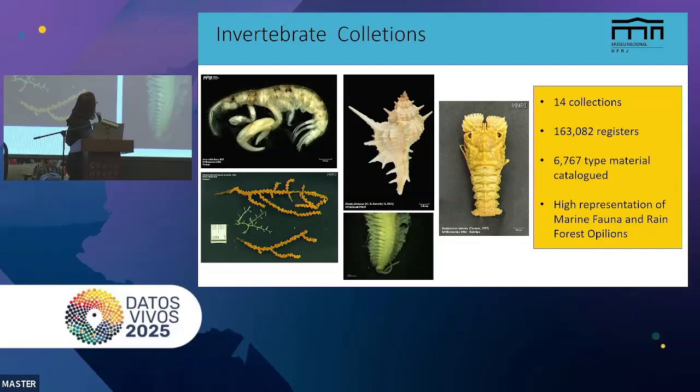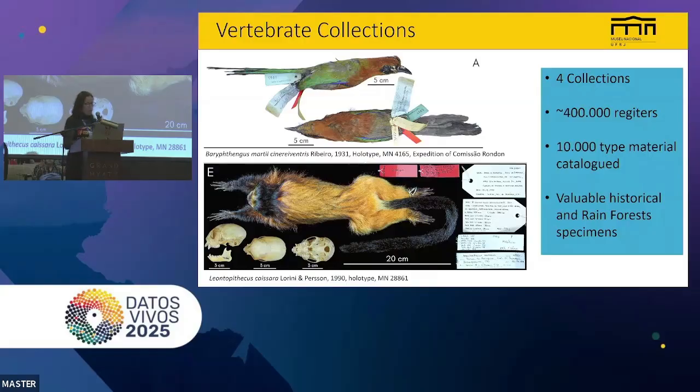Here's another example, of the vertebrate collections. So this is also type material, especially really antique historical specimens. And these were photographed, so we edited them in this project too. We did all the primates and vertebrates from the mammals in this project, nearly 400 registers. The vertebrates were not affected in the fire, around 10,000 type materials, and valuable historic and rainforest specimens.